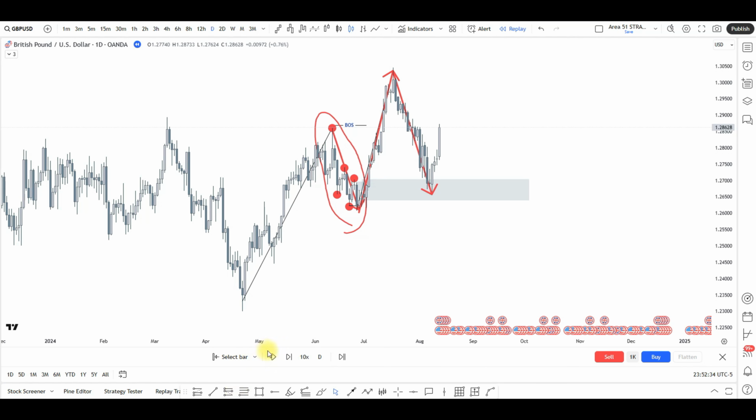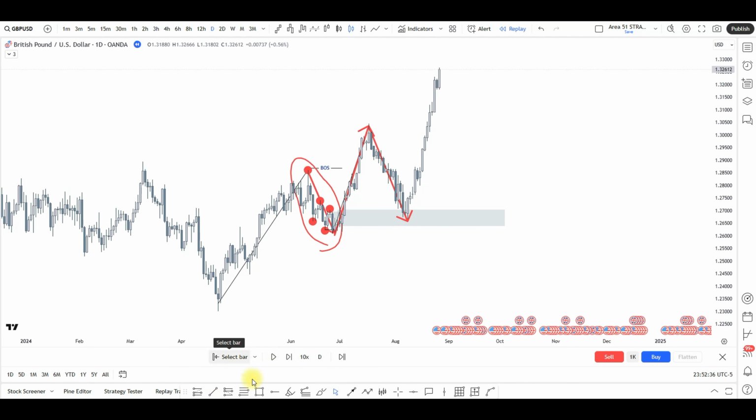Now we have price realigning with the higher time frame. What do we have again? We have another break of structure. So now you're like, you know what? We have an A leg, which is impulsive. We have a B leg, which is corrective. Now we have a C leg, which is a continuation move. Okay, break of structure.